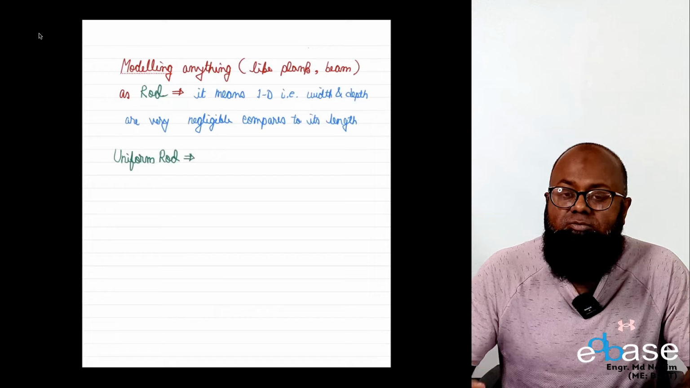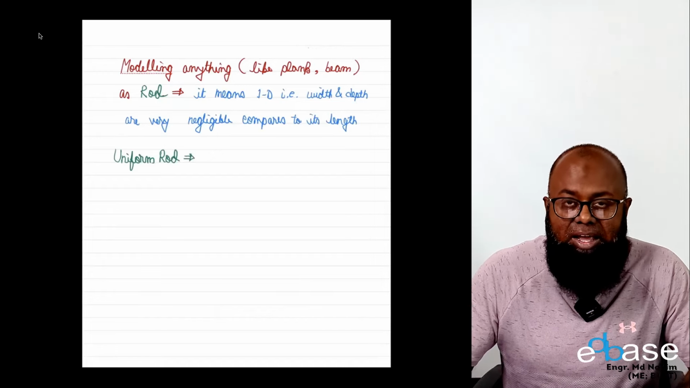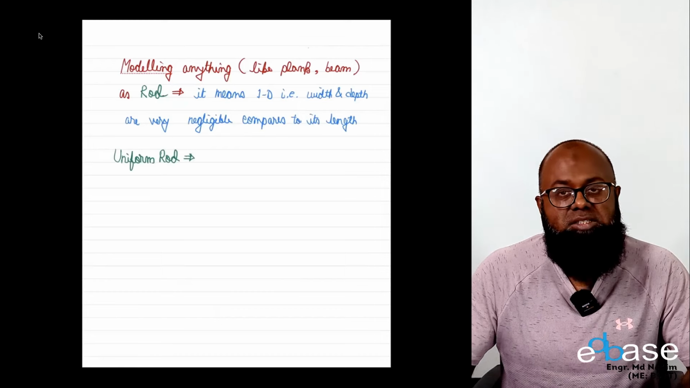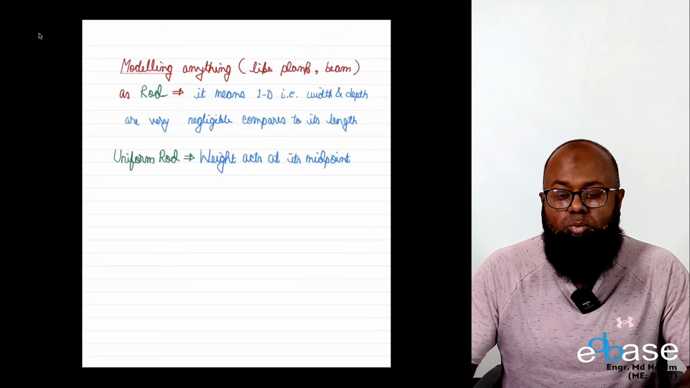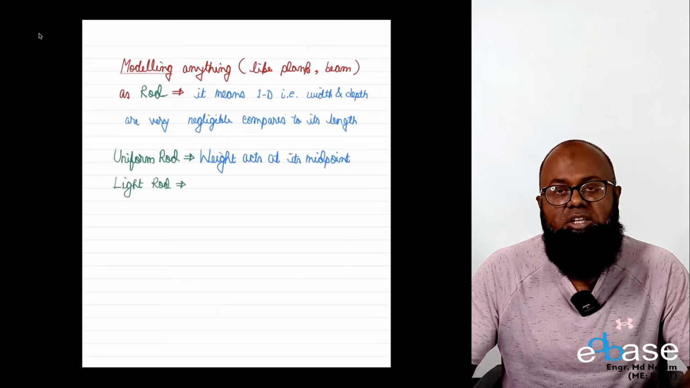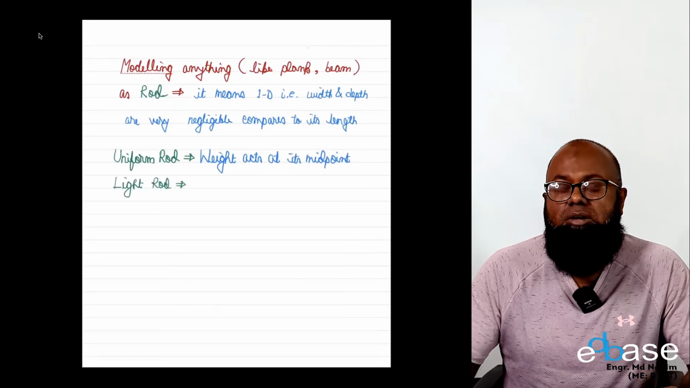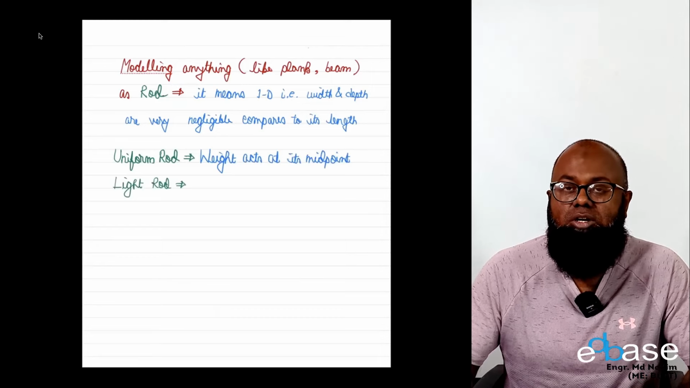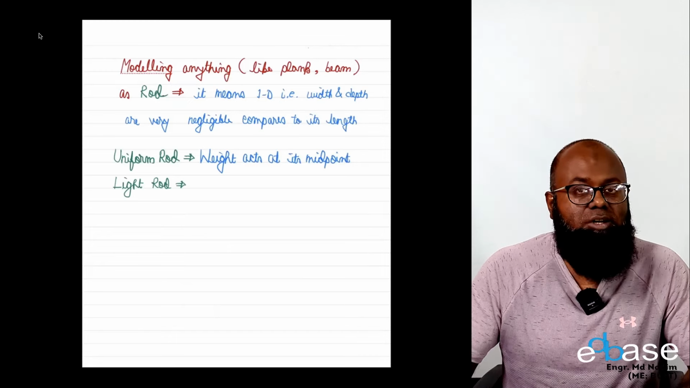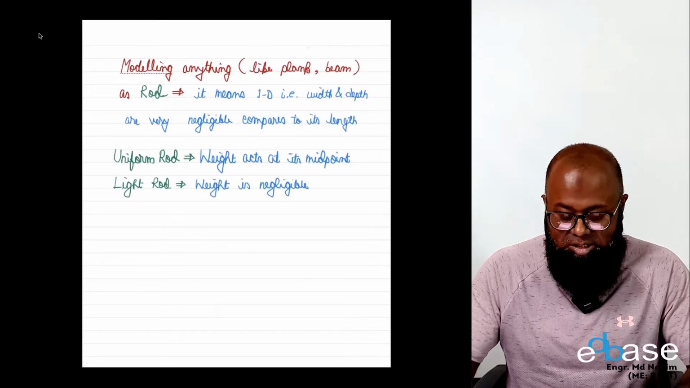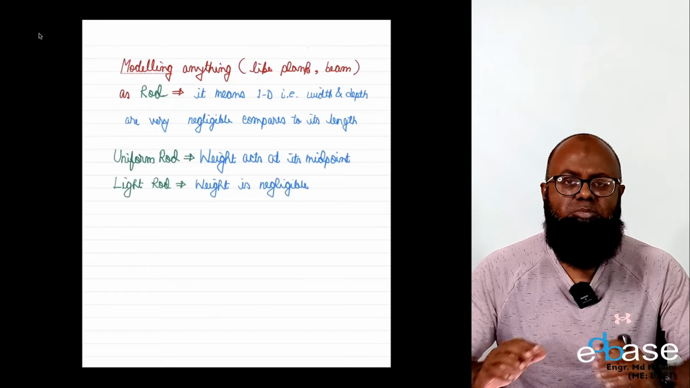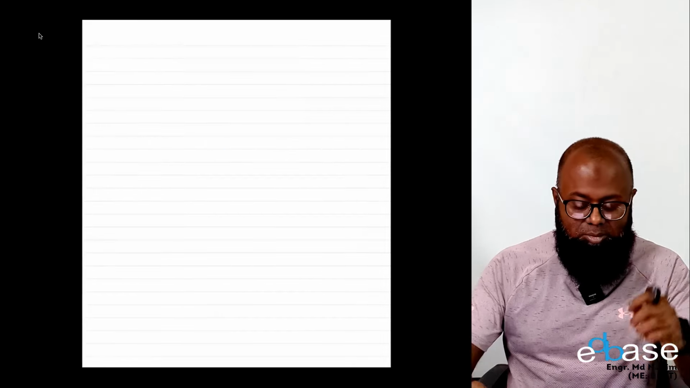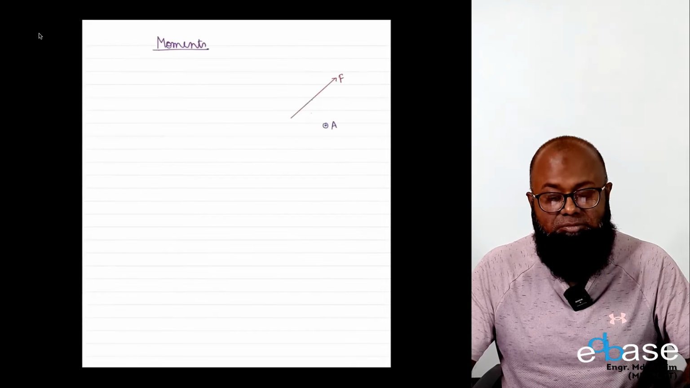Now, if we model a plank as a uniform rod, that means the weight acts at the midpoint. Similarly, if we model the plank as a light rod, that means we are not considering the weight of that rod. The weight is negligible. So these are some important phrases that we should keep in mind while solving the sums. So let us start with the definition of moments.